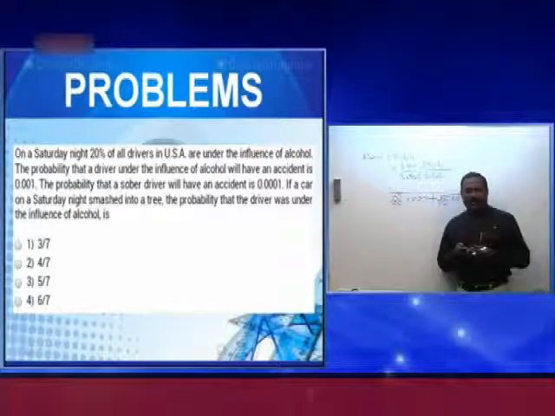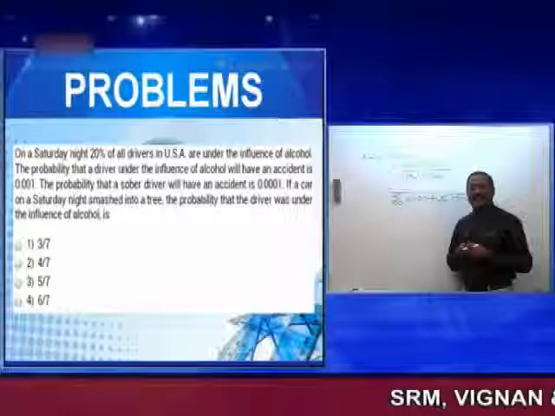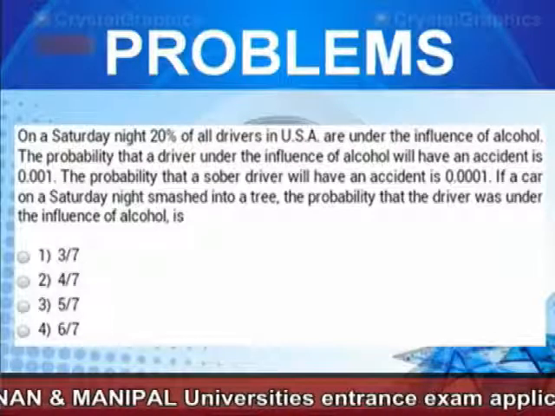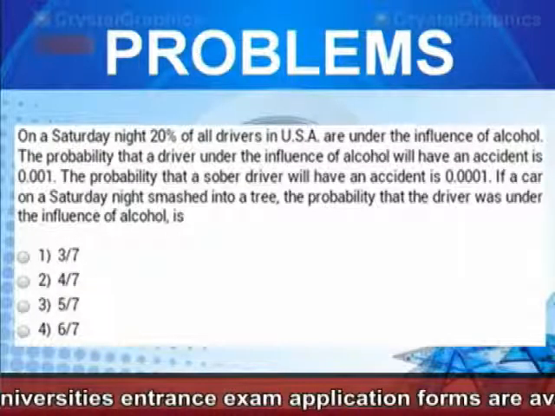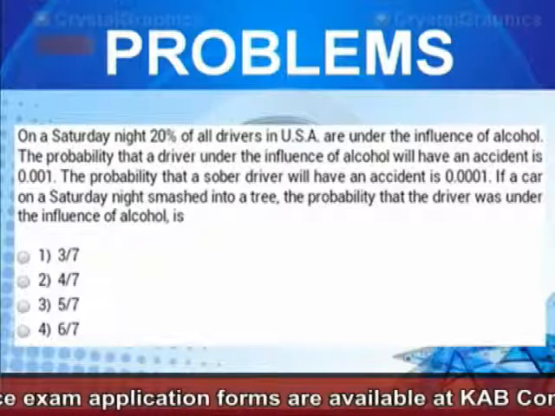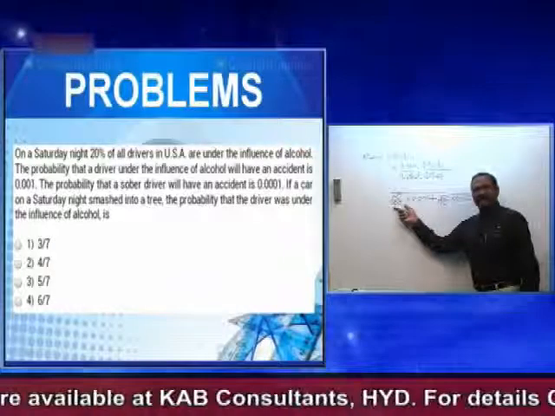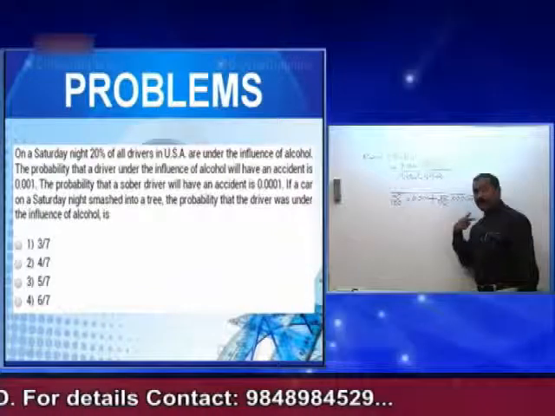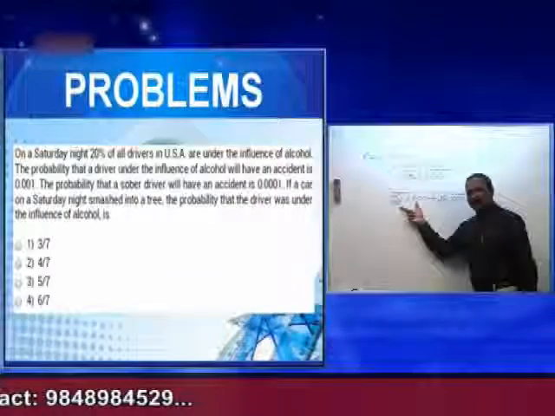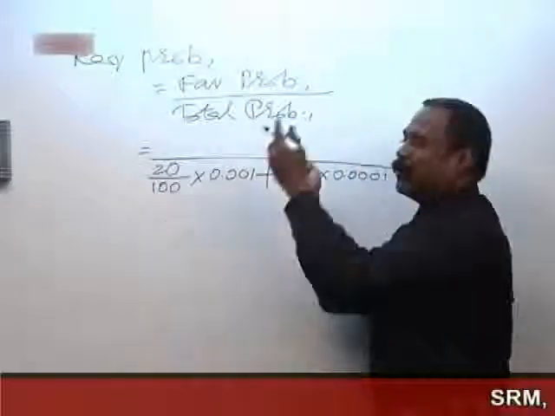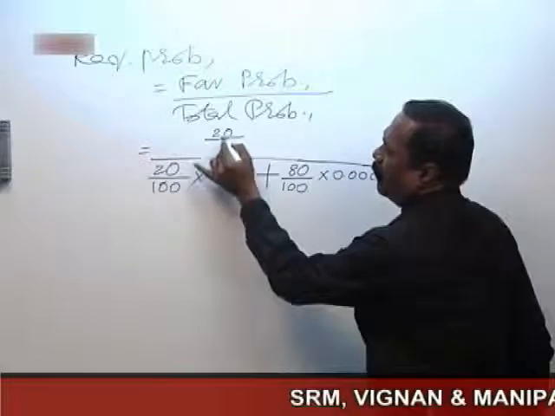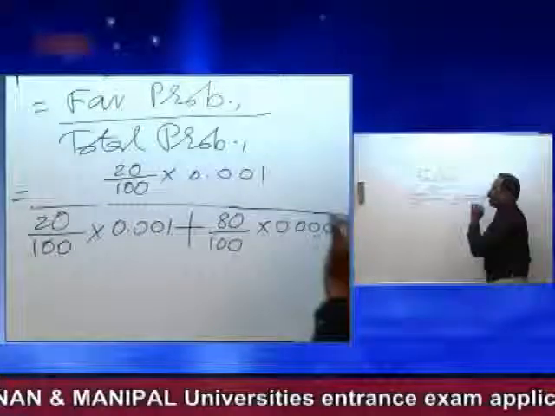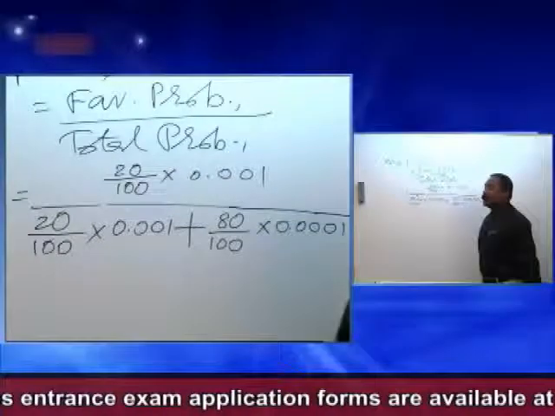Okay. Now, what is our favorable probability in this case? You can see the question: the probability that the driver was under the influence of alcohol. Why two cases here? It is under the influence of alcohol and it is not under the influence of alcohol. Which one do we need? We need this one. That is why it is favorable. Get it to the numerator. So, it is 20 upon 100 into 0.001. That's all. If you simplify that, you'll get the answer.